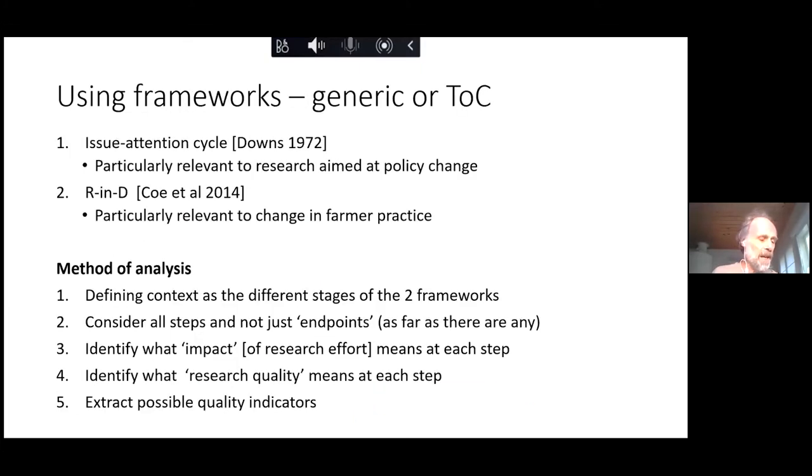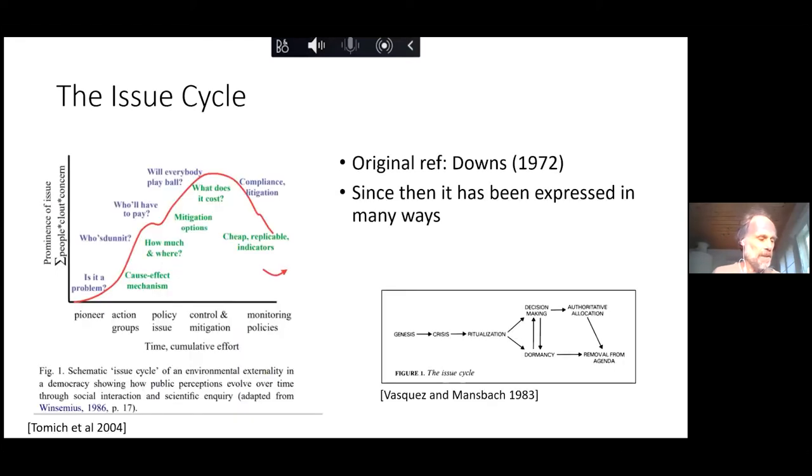Now, to illustrate this, I'm going to take a couple of frameworks that describe R&D processes and then break those down into steps and see whether we can get something more grounded on which to base concepts of impact and quality. I'm going to take two generic frameworks here. There are very many we could use, and we could use theories of change that people have developed for their programs or projects. But I'm going to take two, one of which is a classic, been around for nearly 50 years, and the other is more recent, and I think both have proved useful within FTA work.